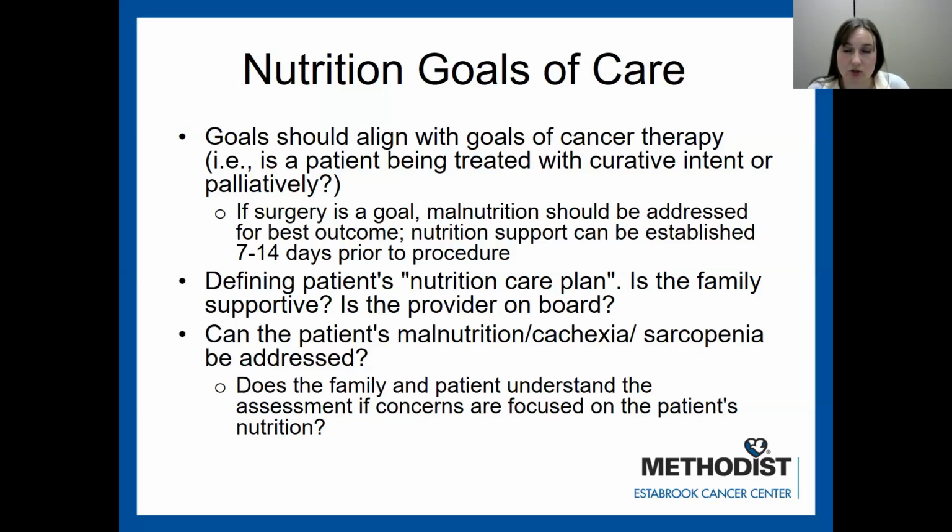Defining the patient's nutrition care plan. Is the family supportive? Is the patient supportive? Is the provider, the care team on board? And then can we address the current level of malnutrition? Can we address the cachexia or the sarcopenia? Can all those things be approached along the way?